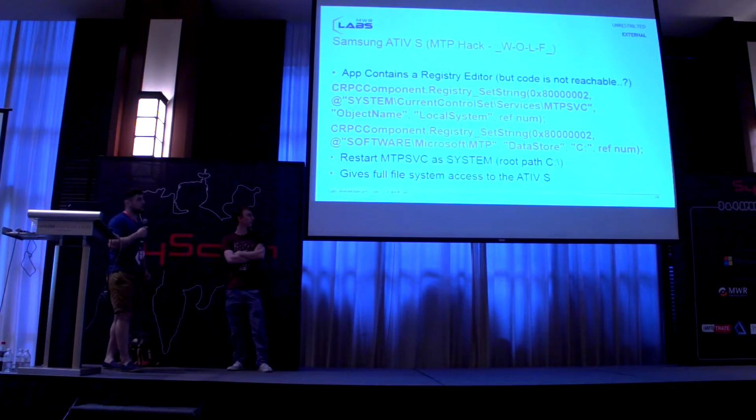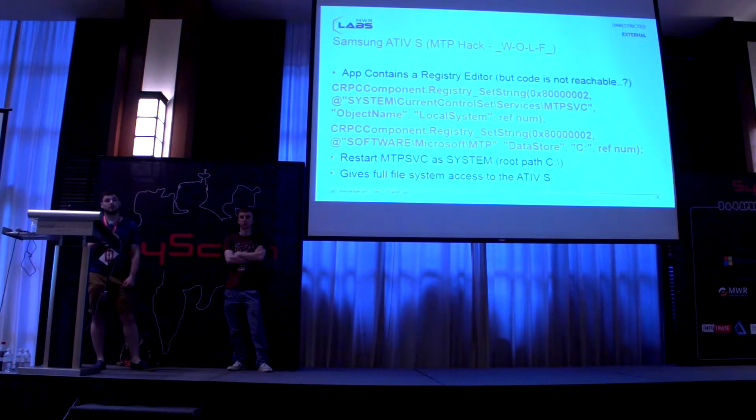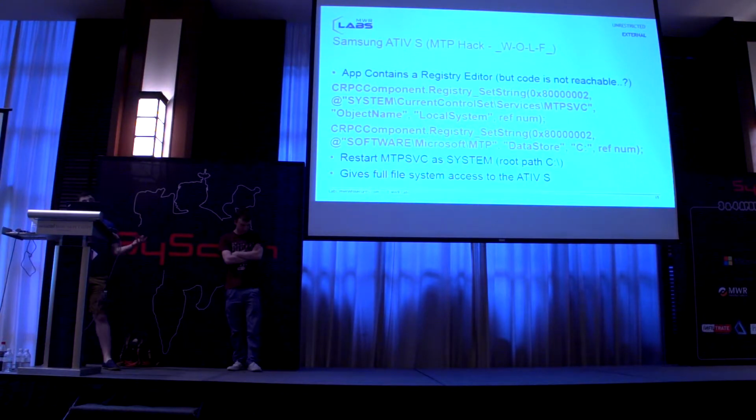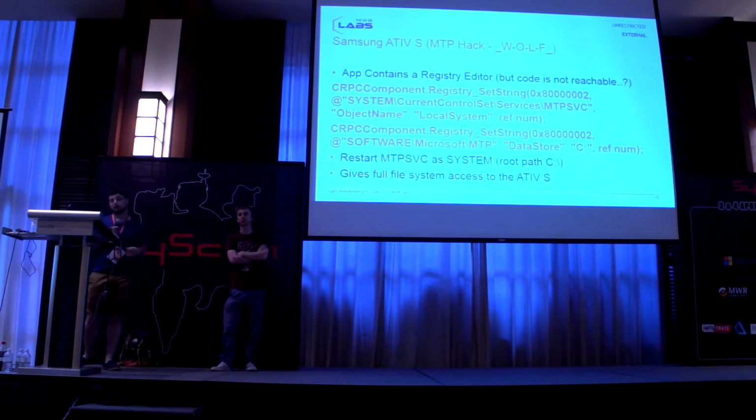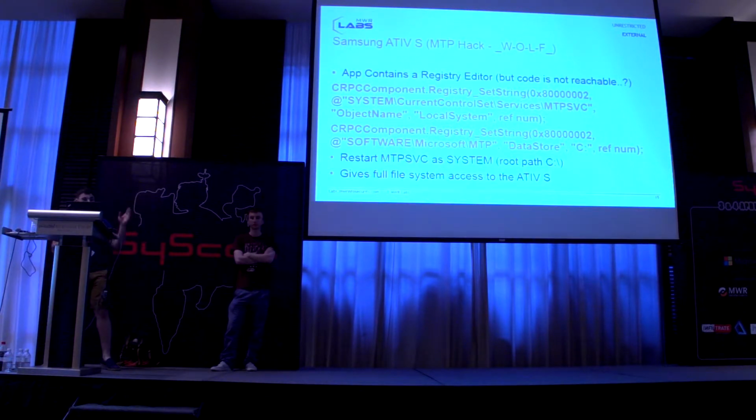So these two registry keys say which user and data directory the MTP service serves its files from. You exploit the vulnerability that Alex will talk about in a bit and modify these registry keys to change the MTP service to run as system, and change the data directory to serve from the root of the C drive rather than just the standard user pictures and videos directory. Restart the phone and it gives you full file system access to the ATIV S system.